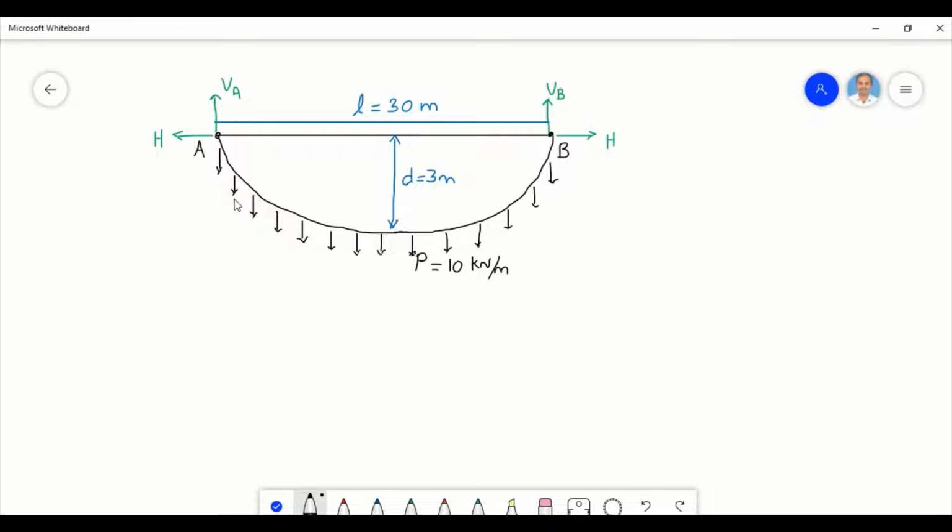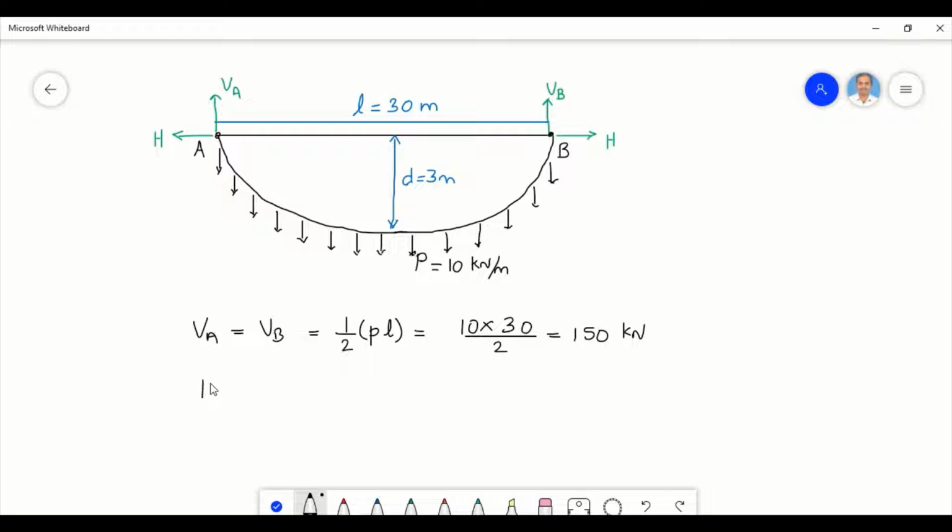For that, we need to know the value of the support reactions VA, VB, and H. In this case, VA is equal to VB since it is symmetric in both geometry as well as loading. So VA is equal to VB is equal to half of the total load. Our total load is P into L. The value of load intensity is 10 and it is over a span of 30 meters. So the value of VA or VB is 150 kilonewtons.